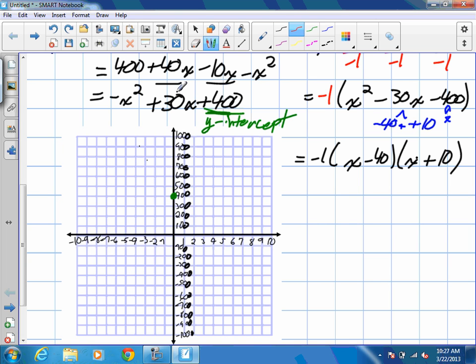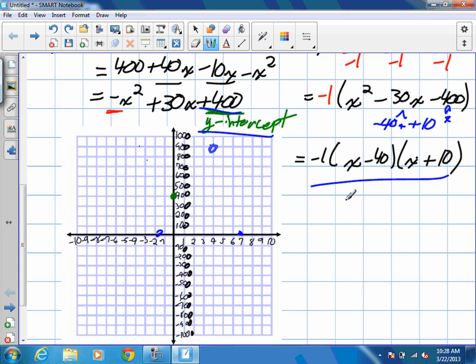Because our a value is negative, we know we're going to have a quadratic that faces this way. We just don't know our important points like the vertex or the x-intercepts. We've got a y-intercept, which is great. Standard form helped us with that. Now, factored form is going to help us with x-intercepts.